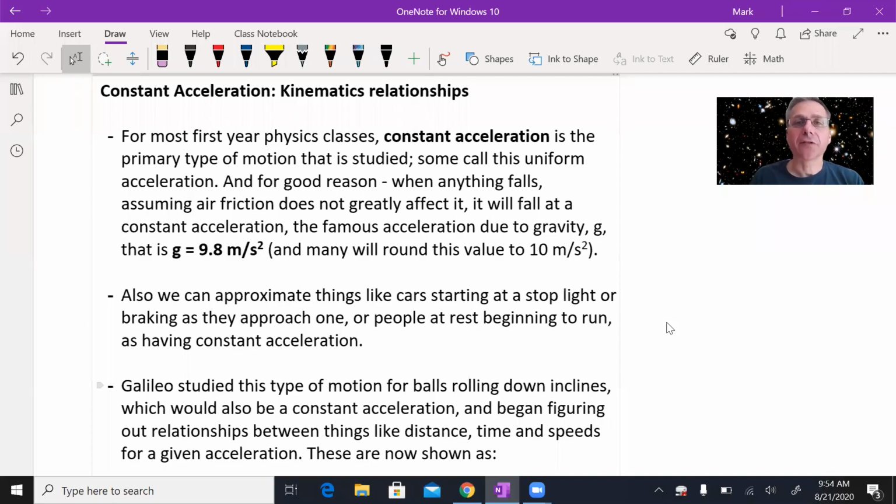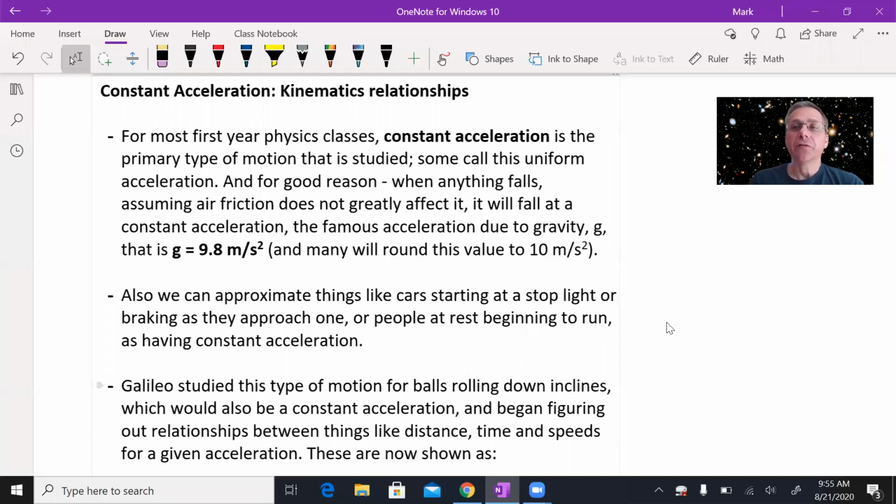Okay, we're back, and I wanted to just go through a little bit on constant acceleration, which leads to what a lot of people refer to as the kinematics equations or kinematics relationships. And this is kind of the motion that you study in a first-year class. It's non-calculus based. You're just running numbers through some set formulas that connect acceleration, initial and final velocities, times, and distances that you travel.